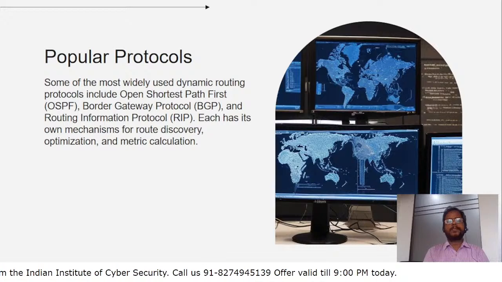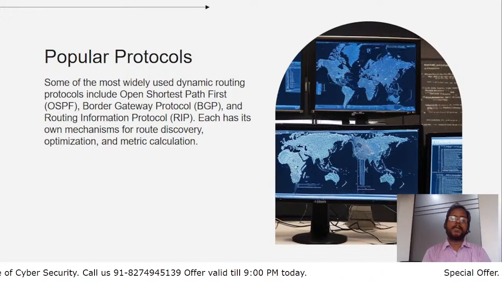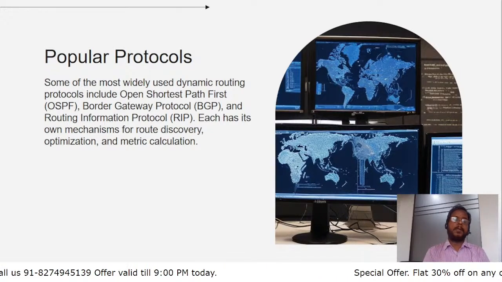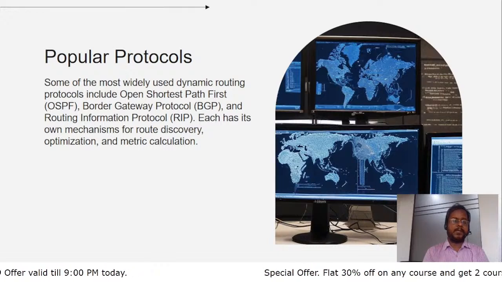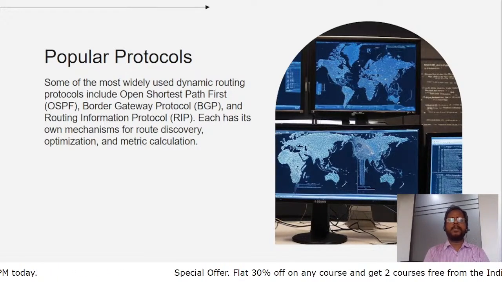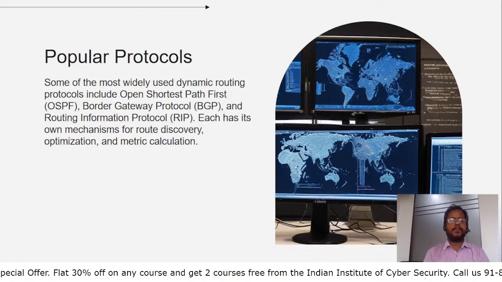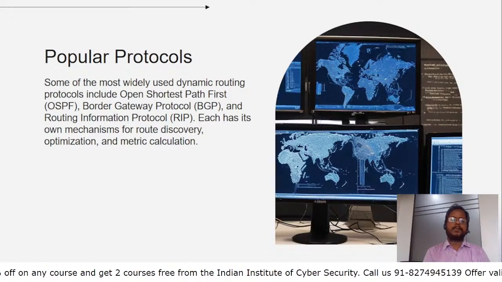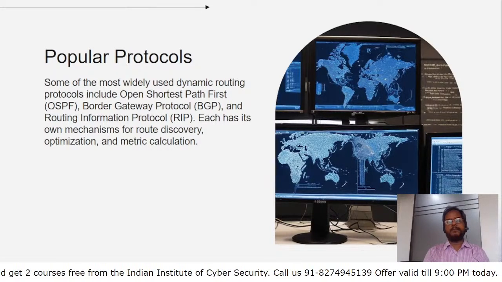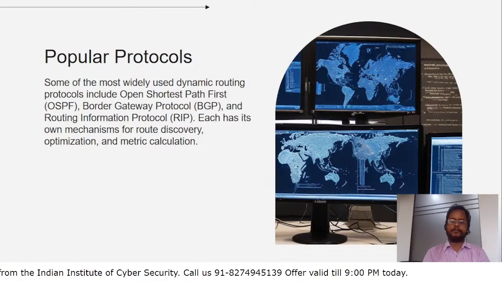Now, popular protocols are OSPF, Open Shortest Path First, which is an open standard protocol. Border Gateway Protocol, BGP. Then RIP, the Routing Information Protocol, which was for a long time a very popular protocol for Cisco. Then EIGRP also. Each has its own mechanisms for route discovery, metric calculation, and optimization.